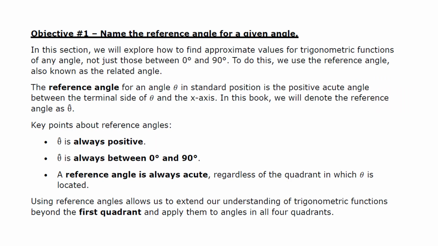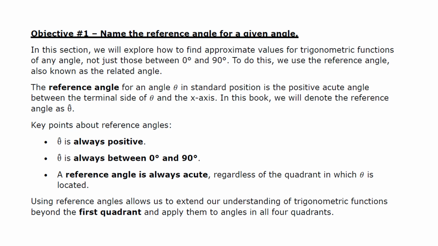In this section, we will explore how to find approximate values for trigonometric functions of any angle, not just those between 0 degrees and 90 degrees. To do this, we use the reference angle, also known as the related angle. The reference angle for an angle theta in standard position is the positive acute angle between the terminal side of theta and the x-axis. In this book, we'll denote the reference angle as theta hat.